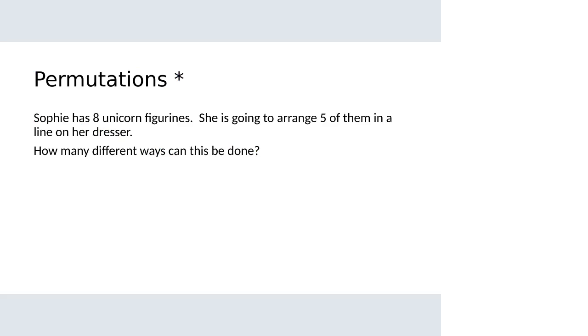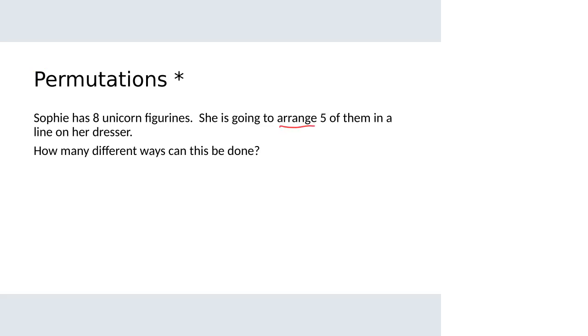Sophie has 8 unicorn figurines. She's going to arrange 5 of them in a line on her dresser. How many different ways can this be done? Before you start, it's obvious this one's a permutation because we're given a pretty big hint. But I want you to be able to recognize when we have a permutation.